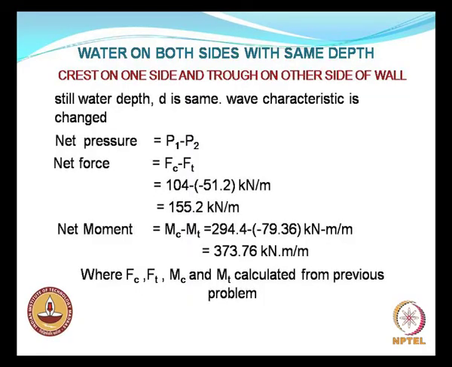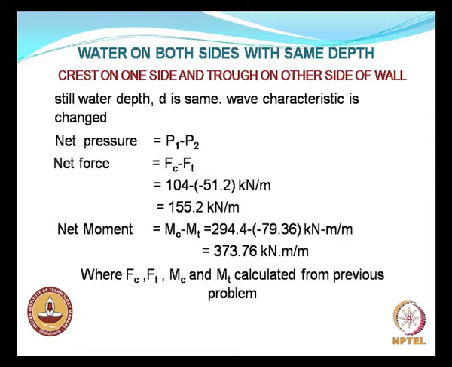So when the crest is on one side and the trough is on the other side of the wall, we have already calculated the force due to crest. The force when the crest is on the wall is equal to Fc, which we have already seen as 104, and that plus the trough is below the still water line. So that will be minus of this. Then the net force will be this much. Is that clear?